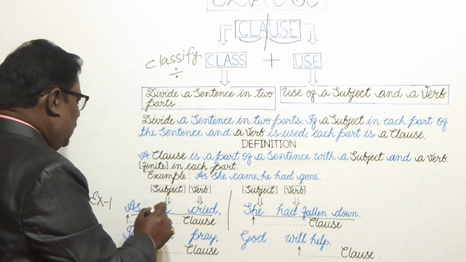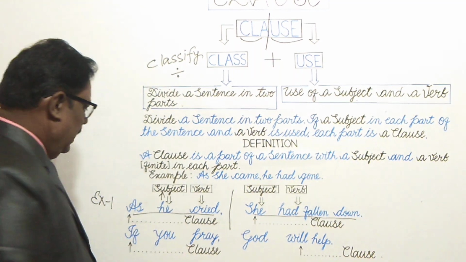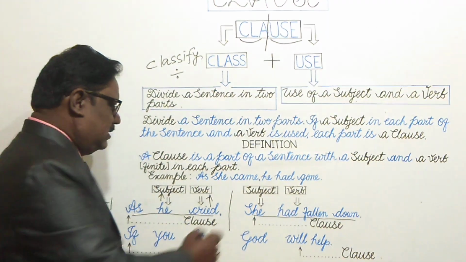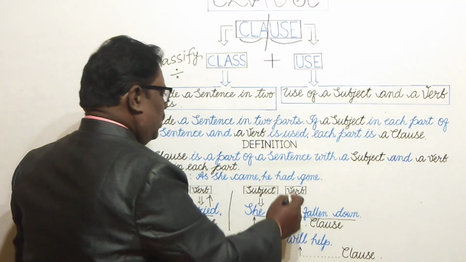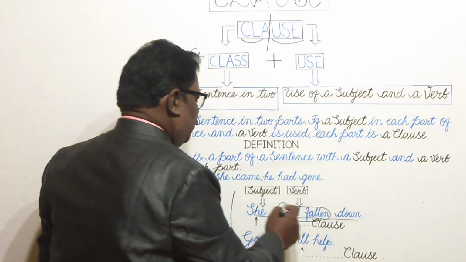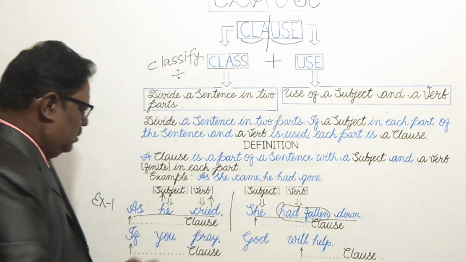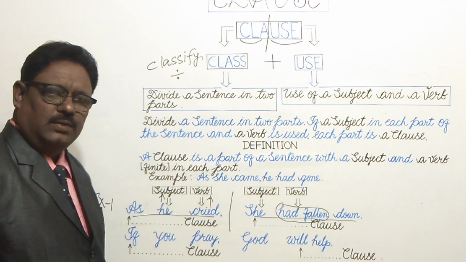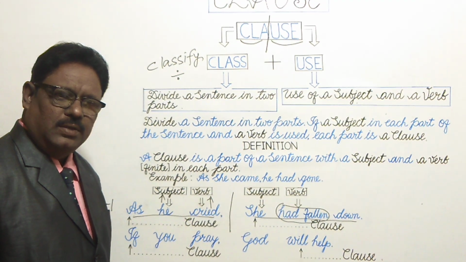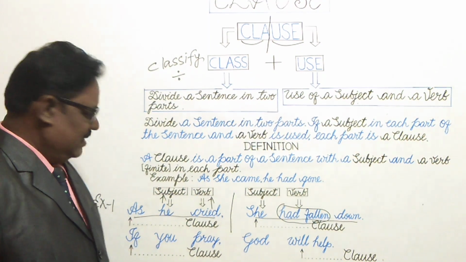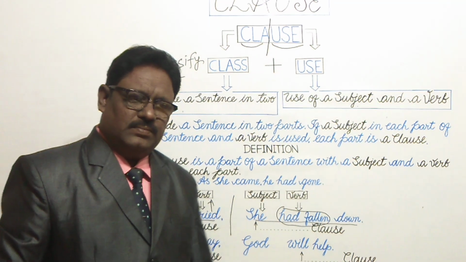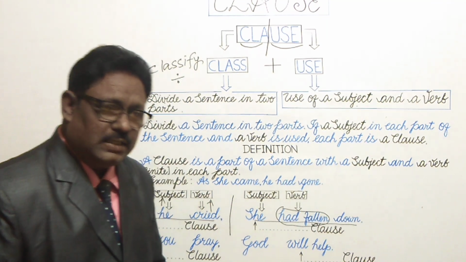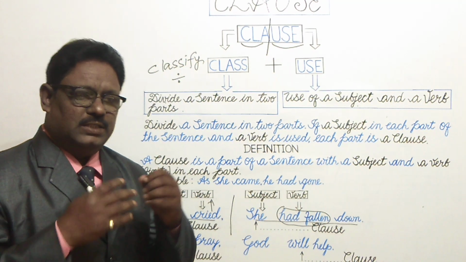Here you see he. He is the subject and cried is the verb in the first part of the sentence. And in the second part of the sentence, she is the subject and verb is had fallen. So, each part of the sentence has a subject and a verb. So, both the parts are clauses. Hence, a clause is a group of words that contains a subject and a verb. Here we see subject-verb combination.